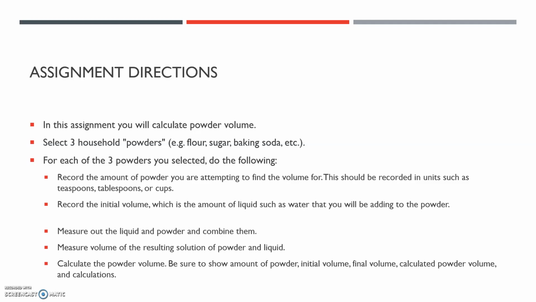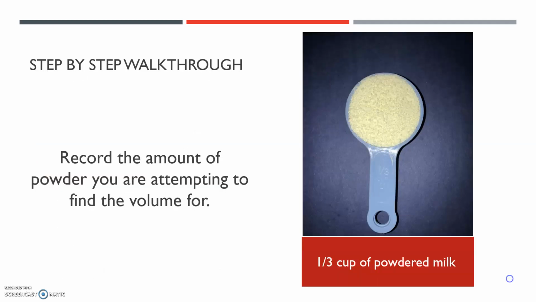Record the initial volume, which is the amount of liquid, such as water, that you will be adding to the powder. Measure out the liquid and powder and combine them. Measure volume of the resulting solution of powder and liquid. Lastly, calculate the powder volume. Let's walk through this step by step so you understand the directions.